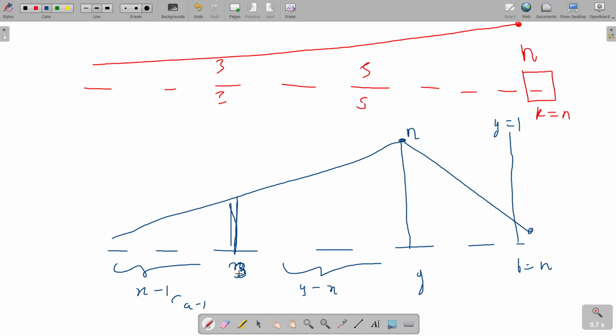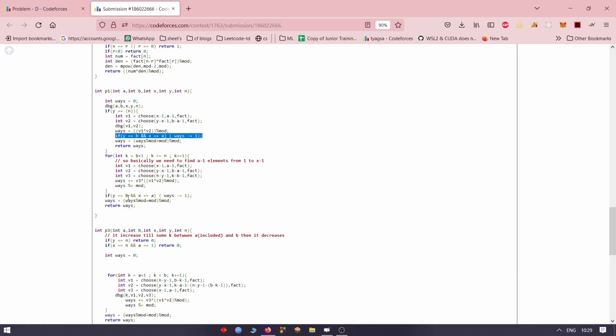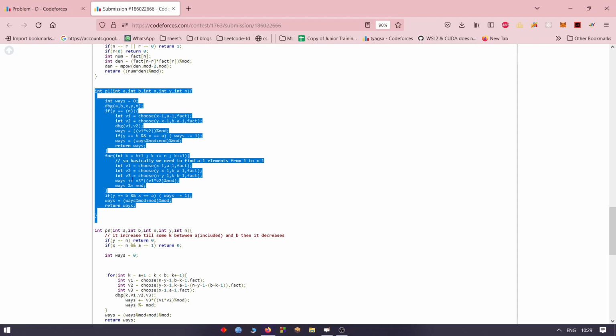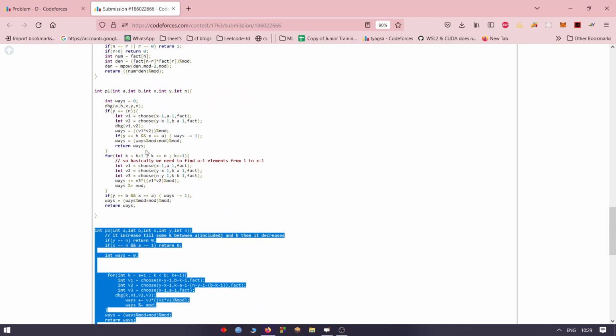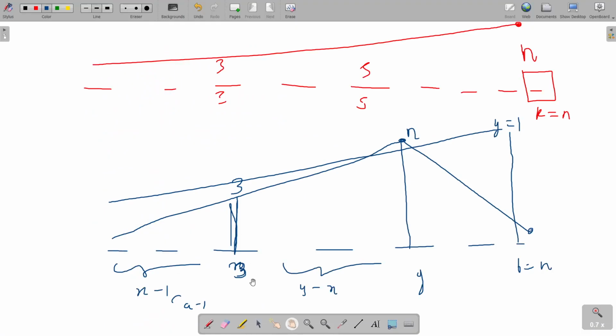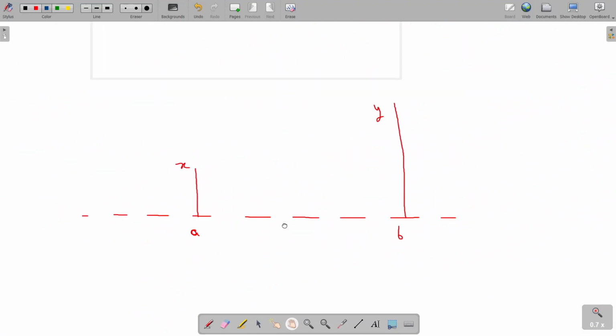So if a was 3 and x was 3, then you can have one ascending permutation being counted, and you need to subtract that. So I was just doing that here, and that's how you solve the first case. The second case is also on similar grounds. You're going to have to solve it, so I'll also briefly go over it.